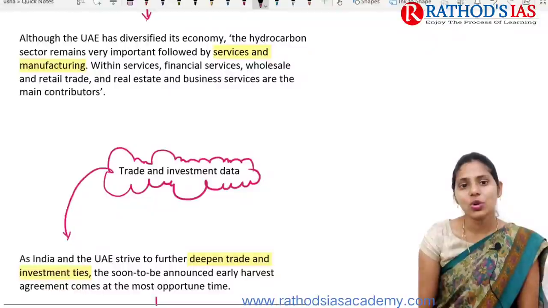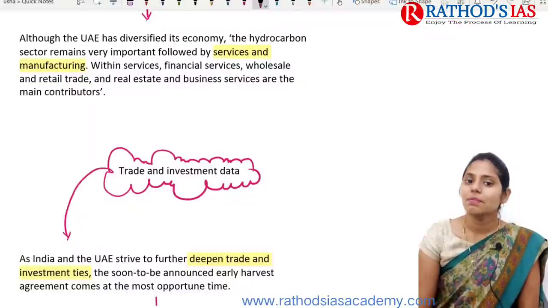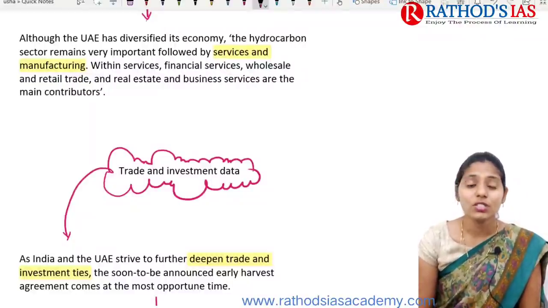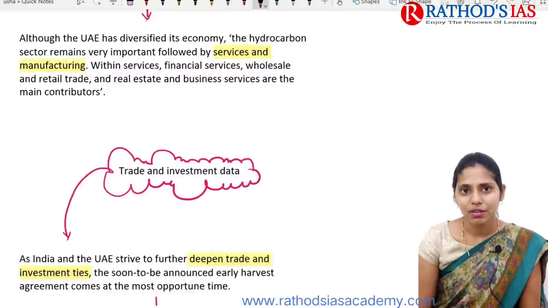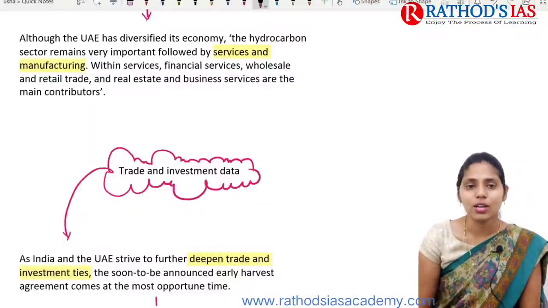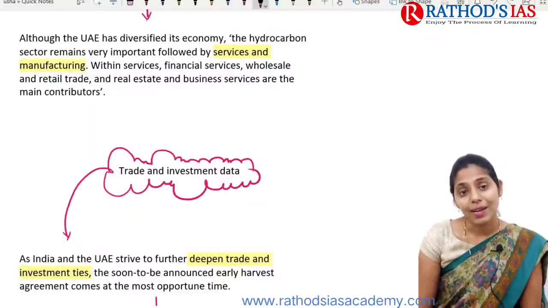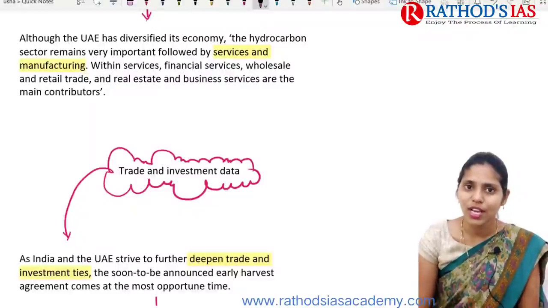And it is also focusing on financial services, wholesale and retail trade, real estate, business services, etc. So these will be some important contributors if it wants to move away from the hydrocarbon sector. That is, if it wants to diversify its economy, it mainly focuses on services and manufacturing. So these will be some main contributors to the economy.